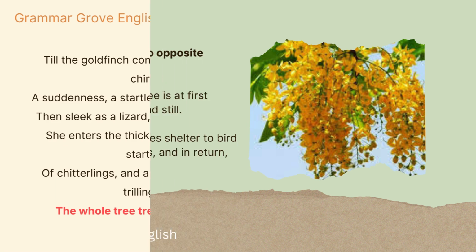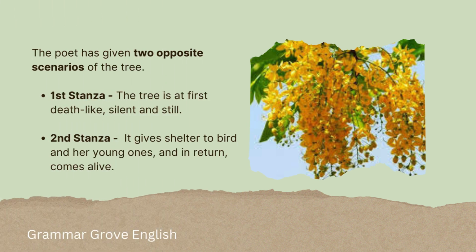Now, up until this point, we see two scenarios. Two opposite scenarios have been played out in front of us. In the first stanza, the tree was death-like, silent. It had no life in it. The laburnum top was silent. But in the next stanza, the goldfinch bird has come. She and her family are making a lot of noise, a lot of movement, and therefore the tree has come alive. So these are two opposite scenarios that we see till now.